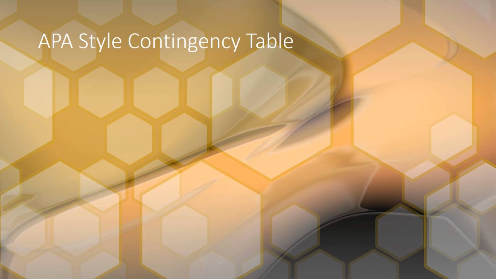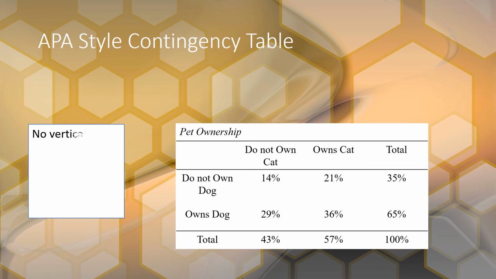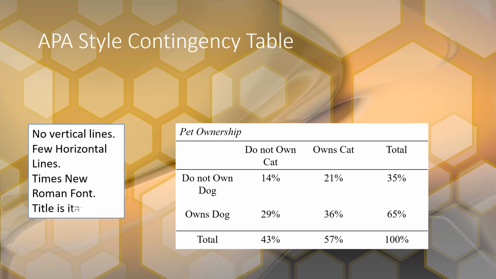Now I'm going to talk about an APA style contingency table. Here's what one would look like. And it's the same data we were using before. And you should notice a couple things about it. Well, first, it's not orange. Looks a little bit more boring, but it's okay. So first, there's no vertical lines, few horizontal lines. It's in Times New Roman font, and the title is italicized.